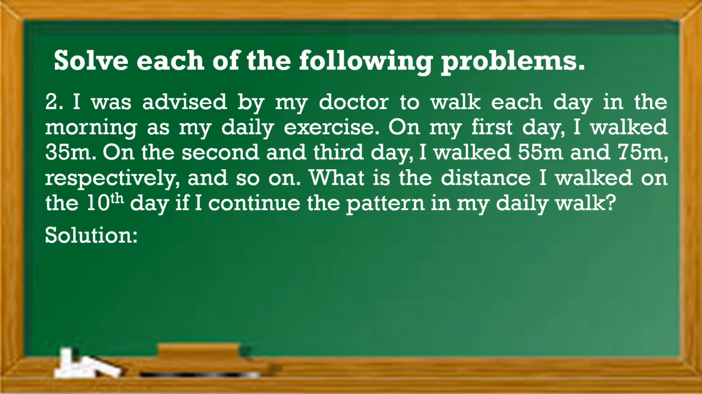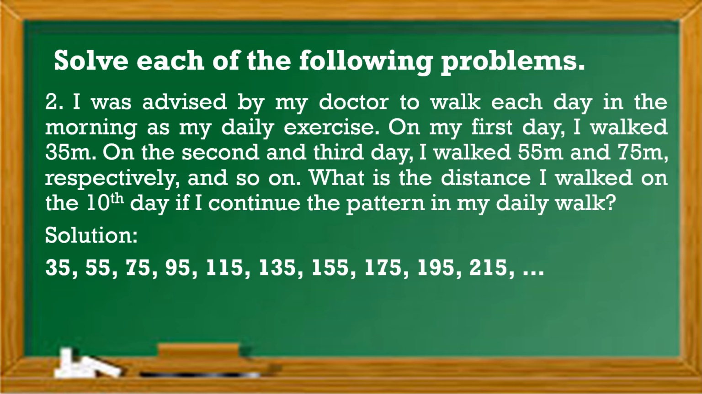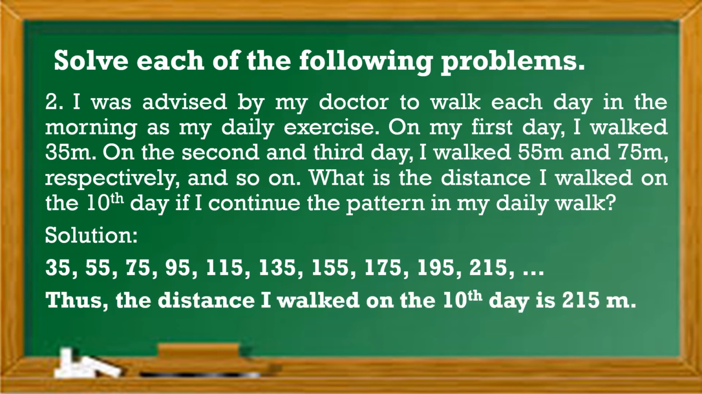Okay, for this problem, notice that the numbers 35, 55, and 75 have a common difference, which is 20. So this is an arithmetic sequence. Now, if we are going to continue the pattern, that is 35, 55, 75, 95, 115, 135, 155, 175, 195, and 215. The 10th term here is 215. So therefore, the distance I walk on the 10th day is 215 meters.